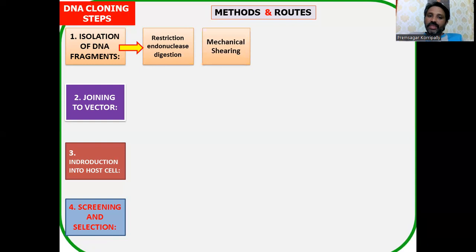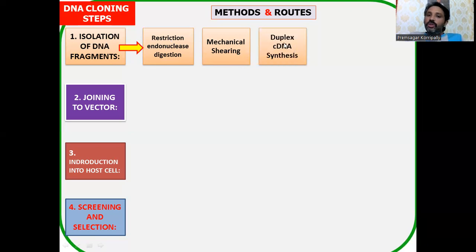The second one is mechanical shearing. This is a physical method of DNA fragment generation, where isolated pure DNA is subjected to sonication, and you get a certain length of DNA fragment. It may be 2 kb or 4 kb or 10 kb. Those are blunt ends. The first one is an enzymatic digestion to get the DNA fragments. The second one is a physical method to generate the DNA fragments.